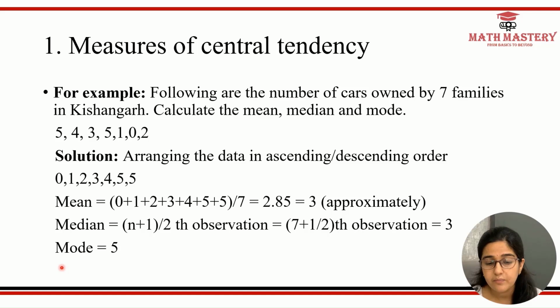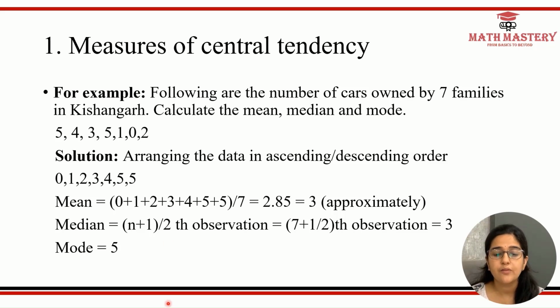Again, the third measure of central tendency, which is mode. So mode is basically a value which occurs the maximum number of times in a series. So as you can see in this data, the value which is occurring the maximum number of times is 5, which is occurring 2 times. Rest all the values are occurring 1 time. So 5 is the mode.